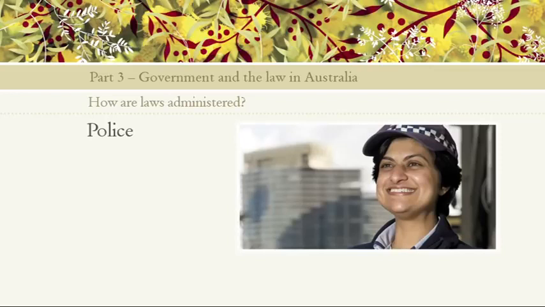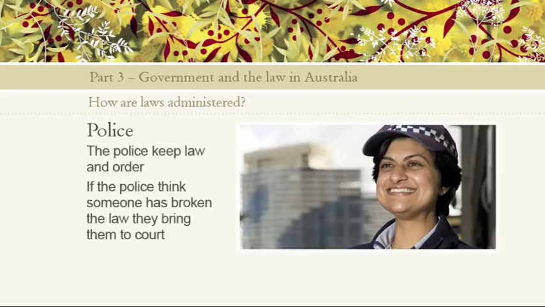The police. The police maintain peace and order in Australia. It is their job to find people who they believe have broken the law. They can arrest them and take them to court. You can report crimes and ask for help from your local police.